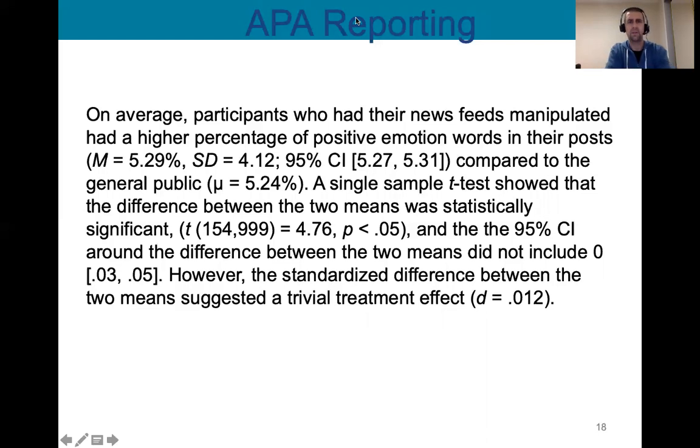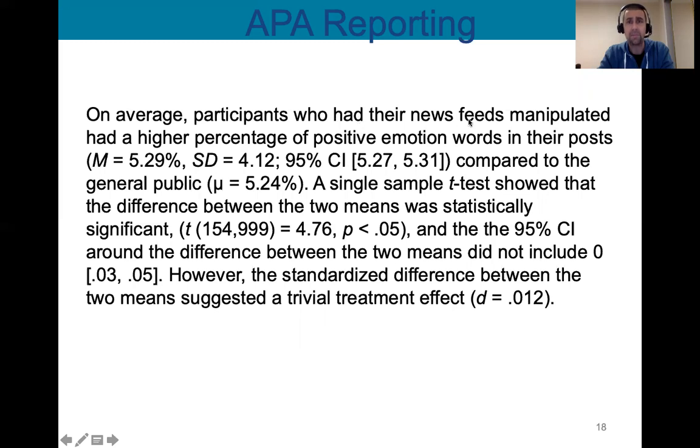So again, the first thing we want to do is give the first sentence to be descriptive, very similar to the type of information that we would say if we were just telling someone about the study that we did. If we were describing our results in an elevator, we almost always would just talk about the mean, probably the confidence interval, and in this case, the comparison to the general public. So participants who had, so what was the independent variable here? We manipulated their news feeds.